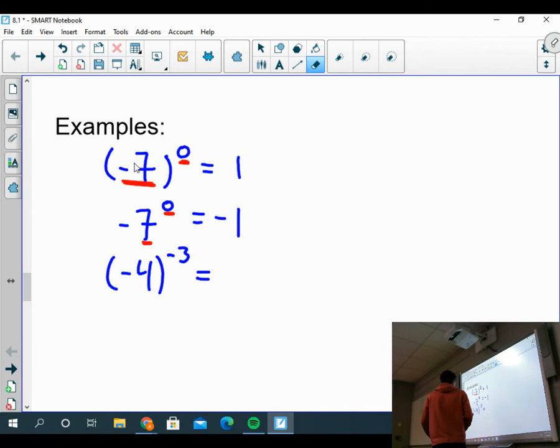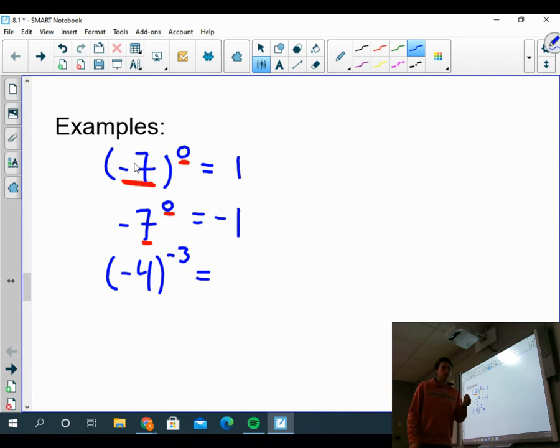Okay? So again, hopefully you're seeing if there are no parentheses, the only thing being applied to the exponent is the number directly to the left and below it. That is the only number that is considered the base when we don't have parentheses.